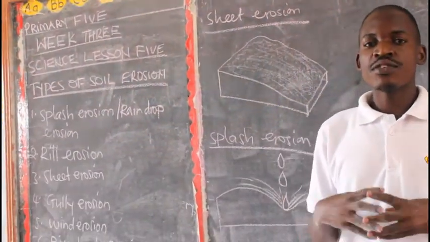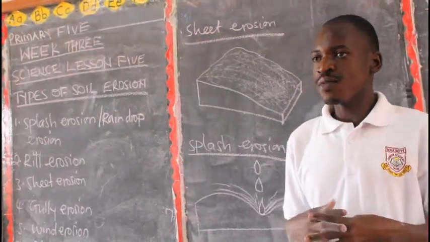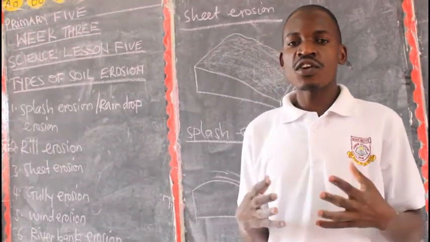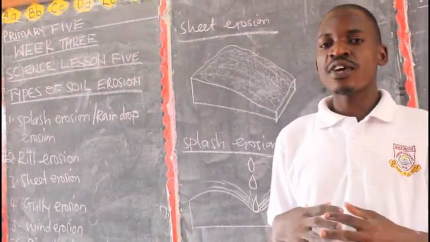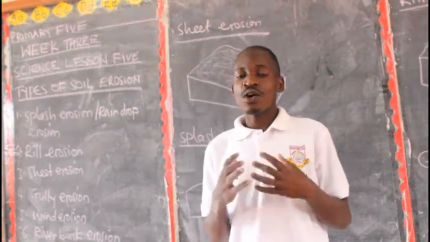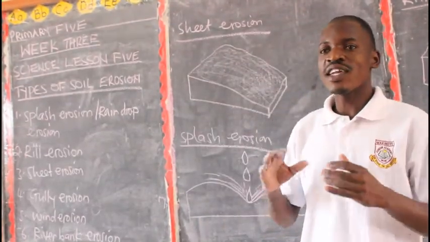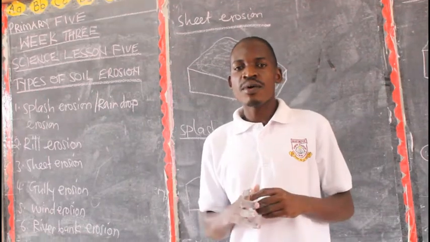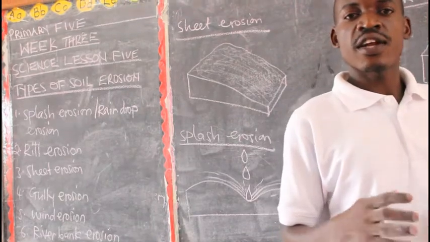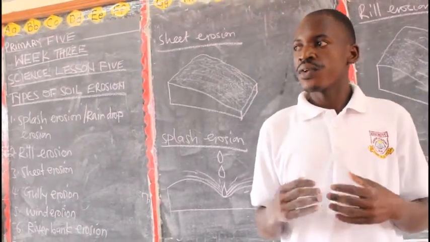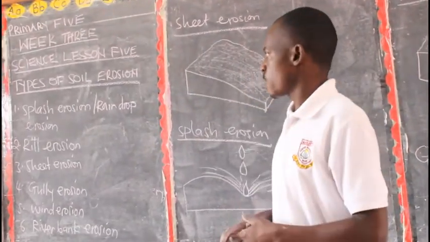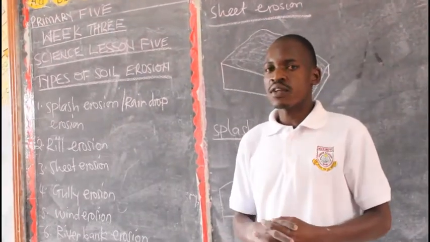We are still continuing with the soil as our topic, and last time we looked at soil erosion in Lesson 4. We said that soil erosion is the removal of topsoil by its agents. We looked at the agents of soil erosion, where we talked about moving animals, man, flowing water or running water, and wind. Today, we are looking at types of soil erosion. There are 6 types of soil erosion.